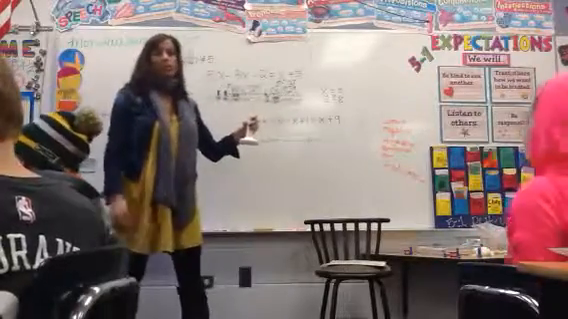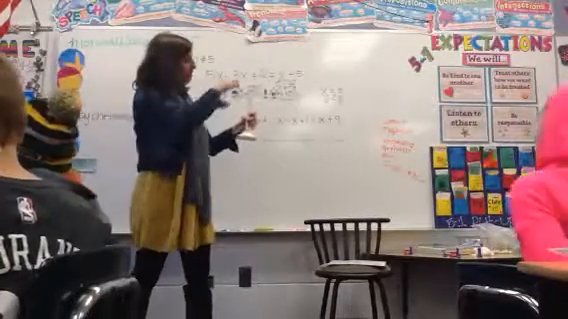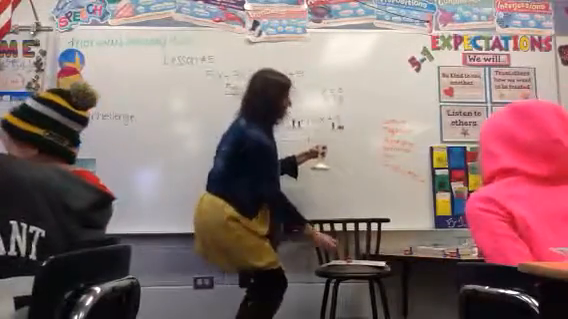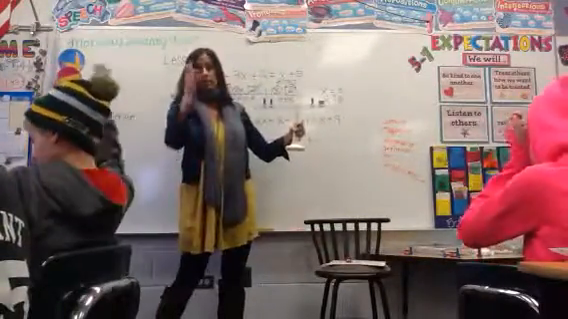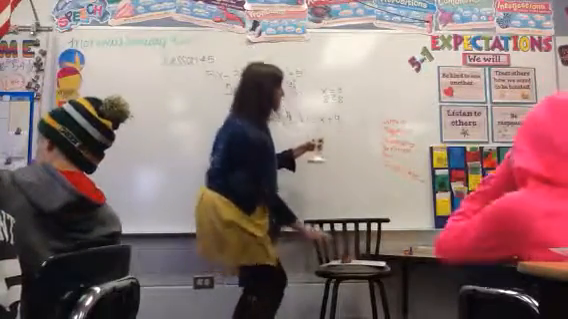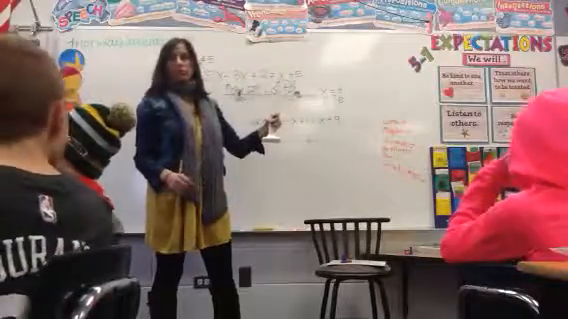Okay, so now what do we do? First legal move, Emily? 9 minus 1. 9 minus 1 equals 8. Then what do I do? Next legal move, Reese? Take off 1 x from each side. 1 x off of each side. So now I'm left with x is equal to 8.